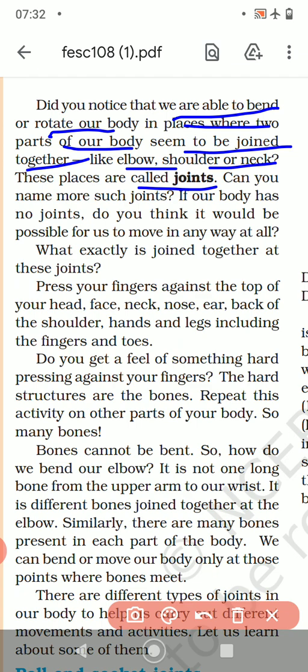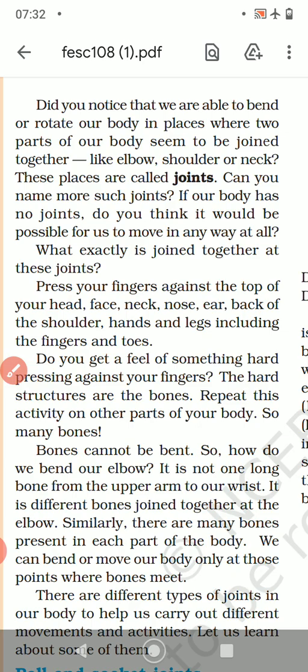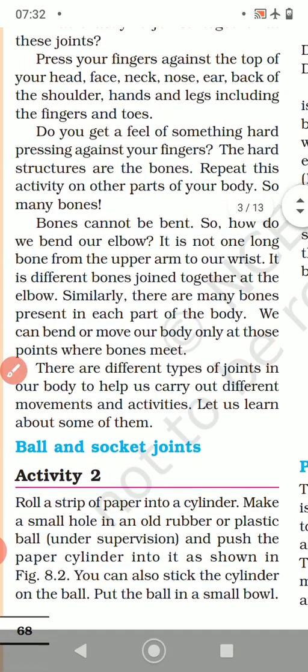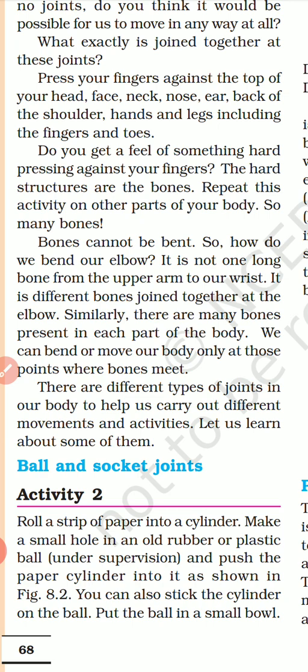So press your fingers against the top of your head. Face, neck, nose, ears, back of your shoulder, hands and legs, including the fingers and toes. Do you get a feel of something hard pressing against your fingers? The hard structures are the bones. Repeat this activity on the other parts of your body. So many bones. Bones cannot be bent.